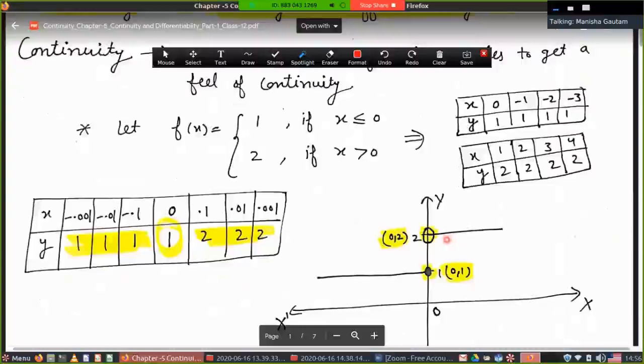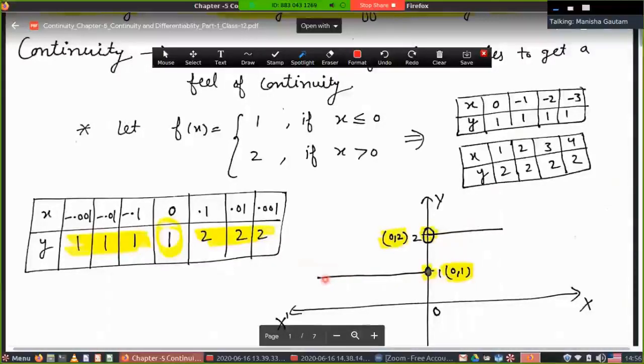You can plot the graph. If x is 0, then y is 1. I have plotted it here. If x is 1, then y is 2, x is 2, y is 2, x is 3, y is 2, and so on. It means here you will get the points. You can plot the points and join them. You will get the values by putting them in the table, and this line you will get. If you plot x equal to -1 and y equal to 1, x equal to -2, y again 1, then you will get this line.